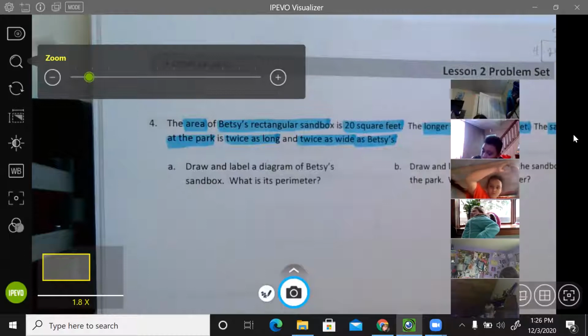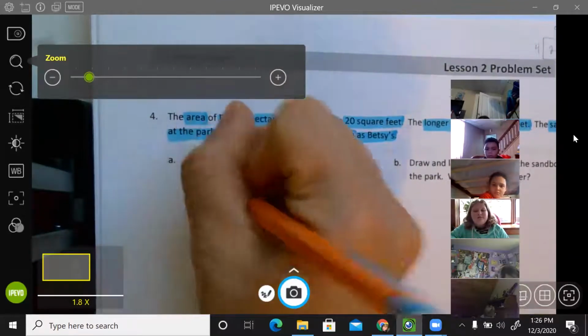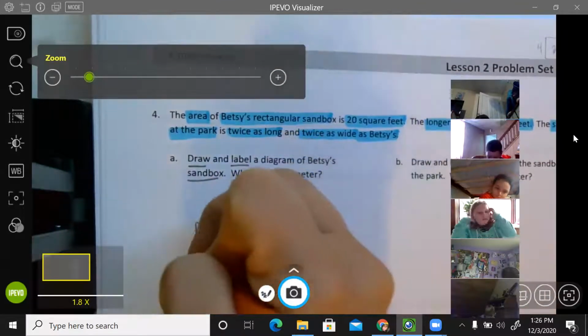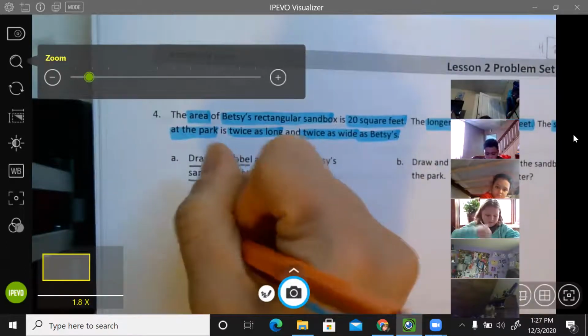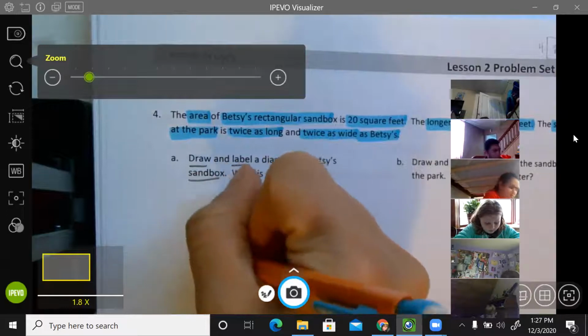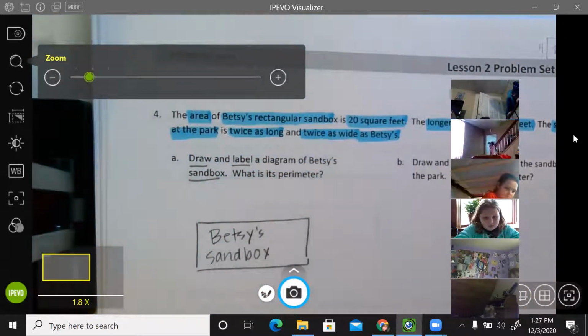Caliana, I see that you're working now. Now you need to have your pencil in your hand and you're working with us. So now our first job is to draw and label Betsy's sandbox. So I'm going to draw my sandbox. I'm going to write on here so I know what it is. Betsy's sandbox. So go ahead and draw Betsy's sandbox on your paper.